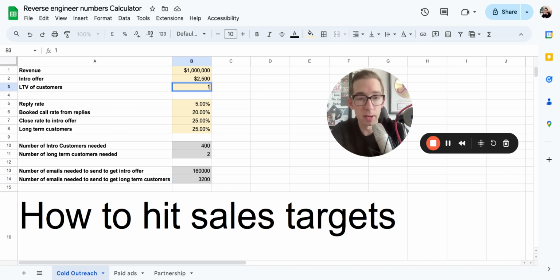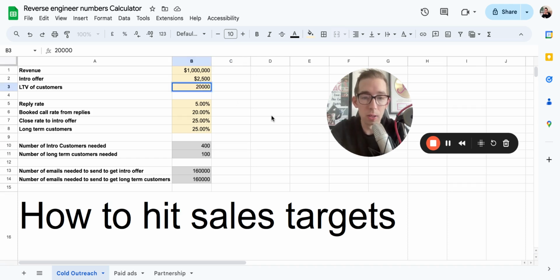So let's go to the other end of the spectrum. Let's say your lifetime customer value is 10,000 and your intro offer is 2,500. Now we're looking at it and going, we need 100 long-term customers, but to do that we still need to send 160,000 emails to reach that target, because we need fewer long-term customers, but you can see how it's offset.